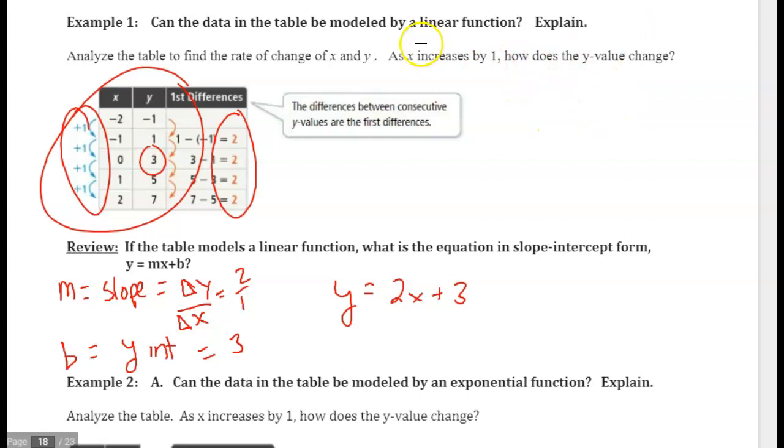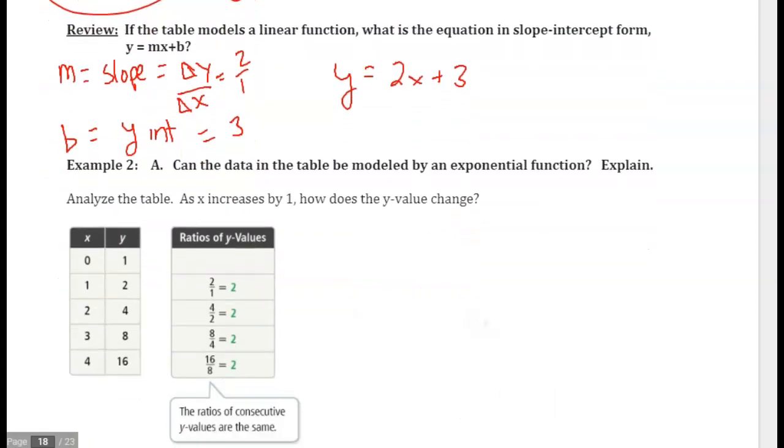So they kind of led you on this one. Is it a linear function? Explain. Well, we did it. It goes up by a constant amount. It has the same slope throughout. And that's really what your explanation would be, that it has the same slope for all the values in the table. Okay, and then it says as x increases by 1, how does the y value change? Well, it increases by 2.